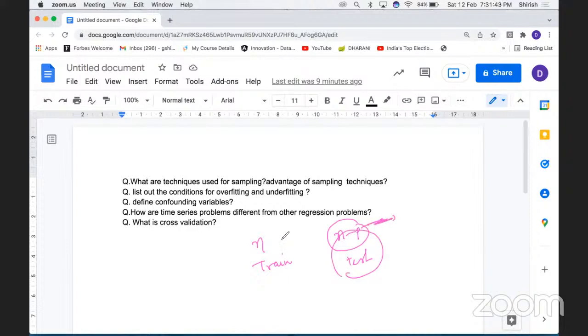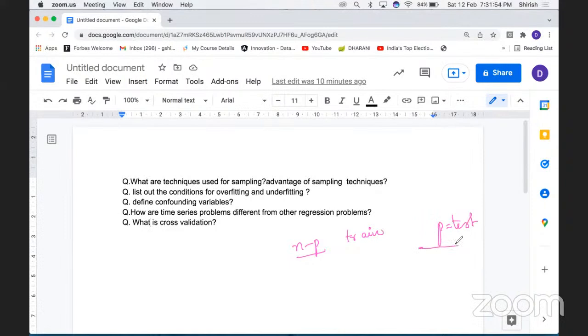Sorry, my bad. One minute, I get confused. N minus P are used for train, and P is used for test. Right? This is repeated for all the combinations in which the original sample can be separated this way, and then the error is averaged over all the trials to get a better overall effectiveness.